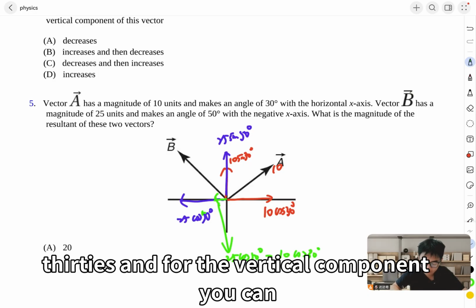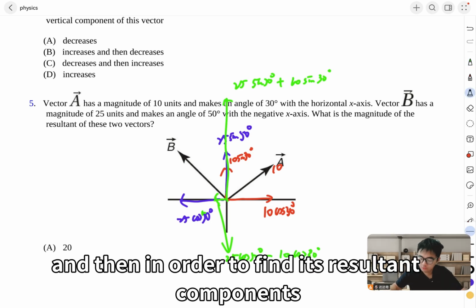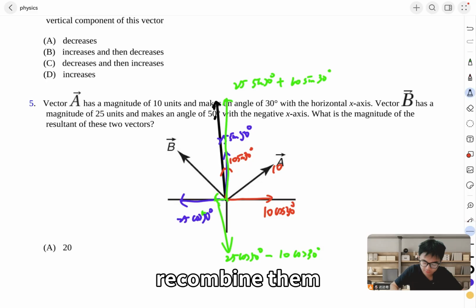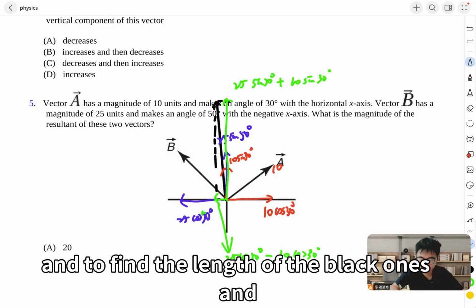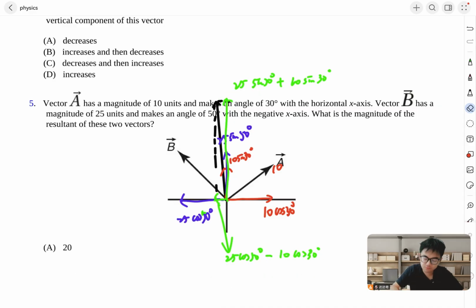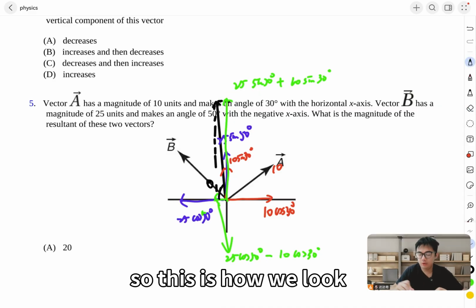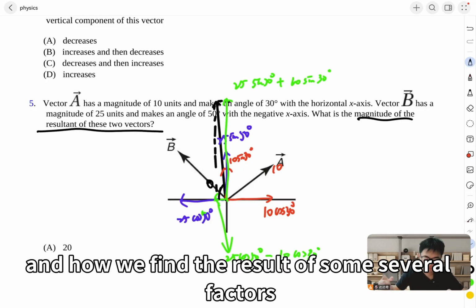And for the vertical component, you can add them together: 25 sine 50 plus 10 sine 30. Then, in order to find the resultant, you need to recombine the components. You use the Pythagorean theorem to find the length of the black one, and you can also use it to find the angle theta. So this is how we find the resultant of several vectors.